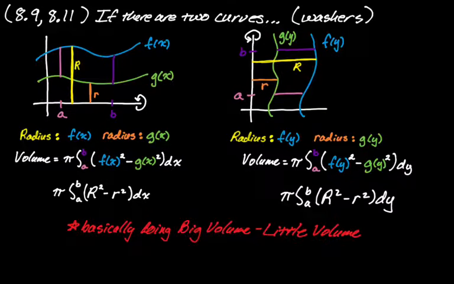And then we get pi, the integral from a to b of capital R squared minus lowercase r squared, or big R squared minus little r squared dy. You're really just doing big volume minus little volume. That's all you're really doing when you do these problems. Keep that in mind, and it will make your life a lot easier.